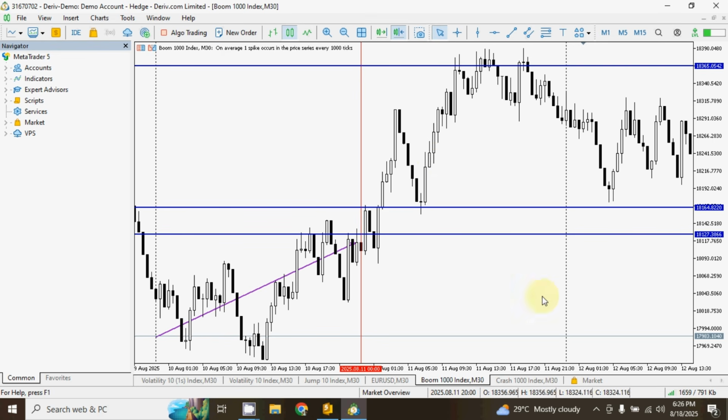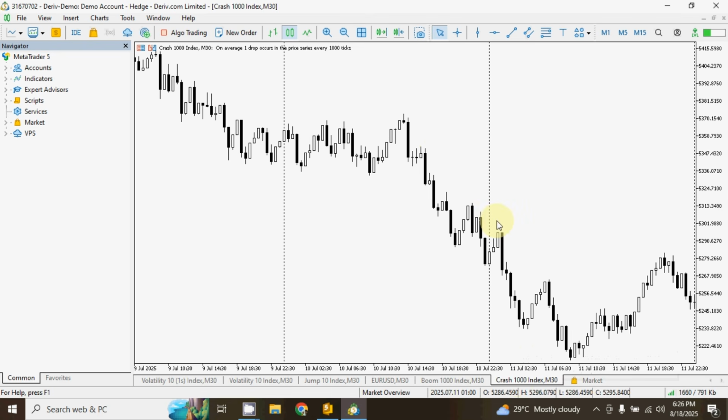So now to use it with crash assets, let's say Crash 1000, make sure you turn on your period separators, which are all these vertical lines on your chart, right? Like I said, the period separator marks the beginning of a new day. Let's say this is the beginning of a new day and we mark it, right? This vertical line is the beginning of a new day.